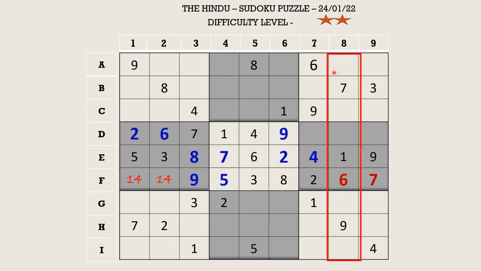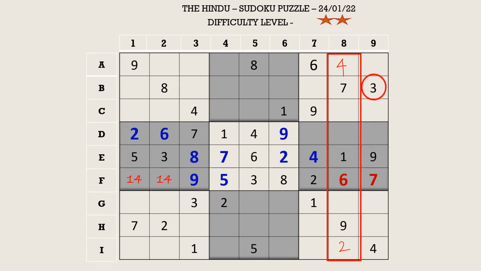Let's try to fill the column 8. There is a 4 in column 9 which blocks these 2 cells. There is a 4 here in E row which blocks this cell. There is a 4 in C row which blocks this cell. So A8 takes 4. There is a 2 here in G row which blocks these 2 cells, and there is a 2 in H row which blocks these 2 cells, and there is a 2 in column 7 which blocks these 2 cells. So I8 takes 2.